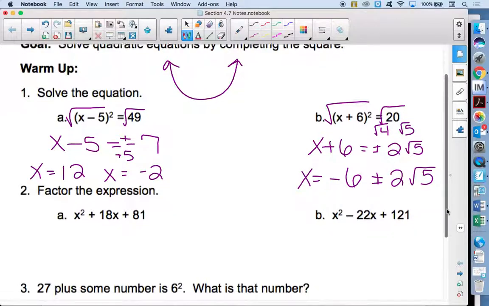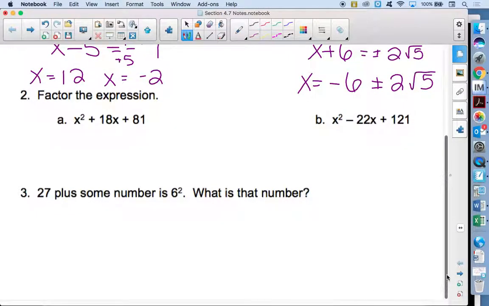The next two problems, these have something in common. When you factor them, x squared plus 18x plus 81. What's special about these problems? Virginia? 81 is square and 18 is... Yeah, so this is that square root pattern. So 81 is a perfect square. You can take the square root of it. And 18 is 2 times that square value. So 2 times 9 is how we get the 18.